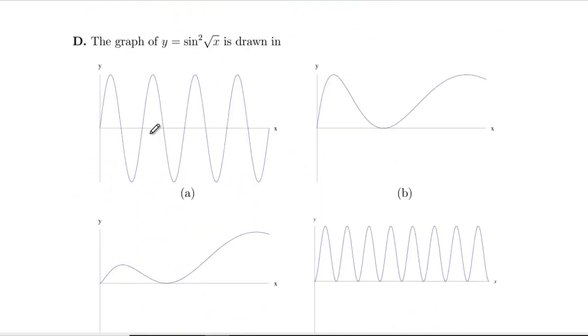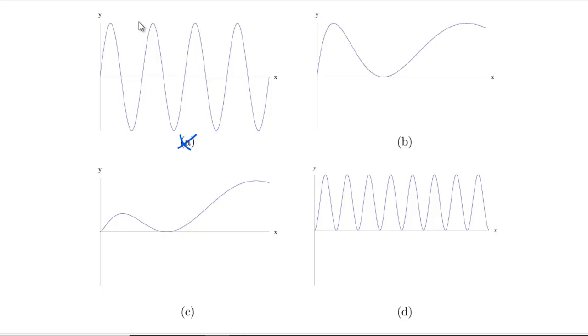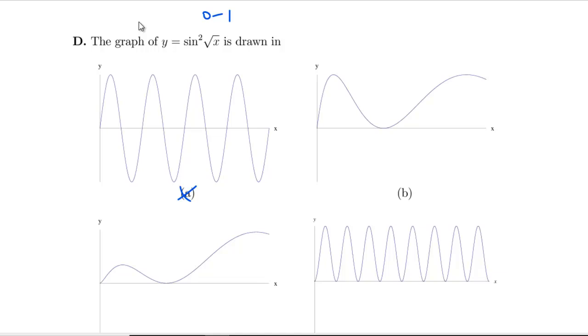Okay, D. The graph of, wow, y equals sine squared of the square root of x is drawn in which one? Well, y is always positive, so it can't be A, because we've got something squared there. The amplitude of this is going to be varying between 0 and 1 all the way along, so it's not going to be this one here. It can't be C. The trouble is if I scroll down, I can't see the function anymore. So it can't be C, because it's not going to be increasing in amplitude. It has to go between 0 and 1.